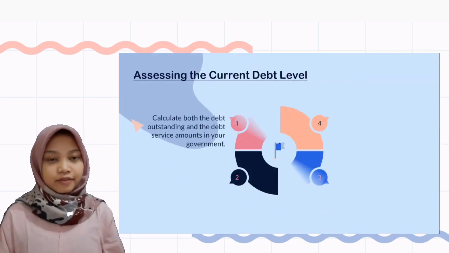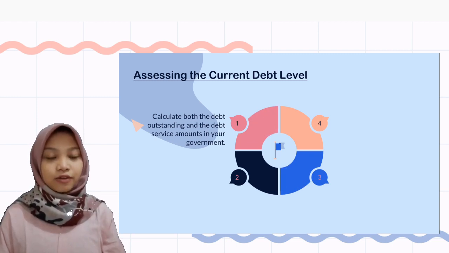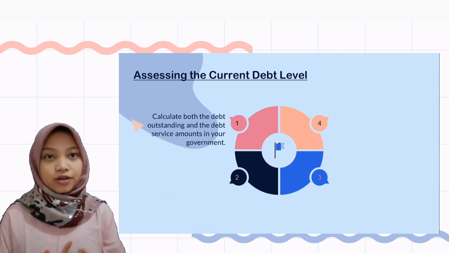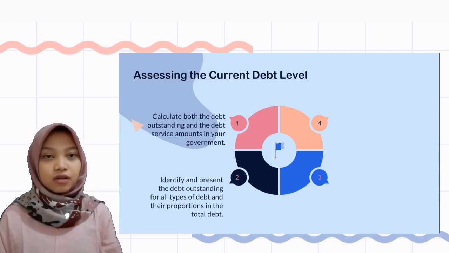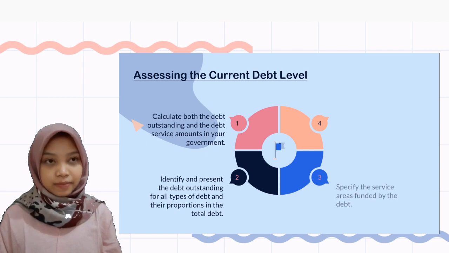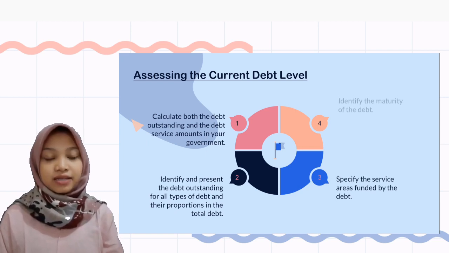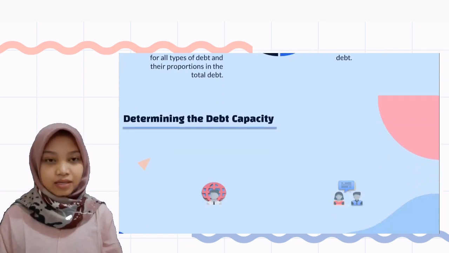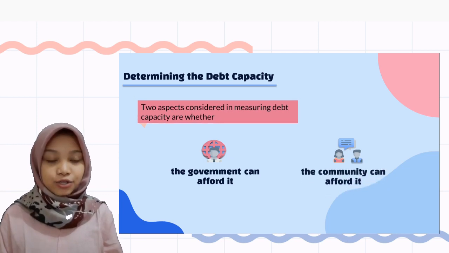The steps for assessing the current debt level are as follows: first, calculate both the debt outstanding and the debt service amount in your government. Identify and present the debt outstanding for all types of debt and their proportions in the total debt, and specify the service areas funded by the debt. And the last one, we have to identify the maturity of debt. Is it long-term debt or just short-term borrowing?